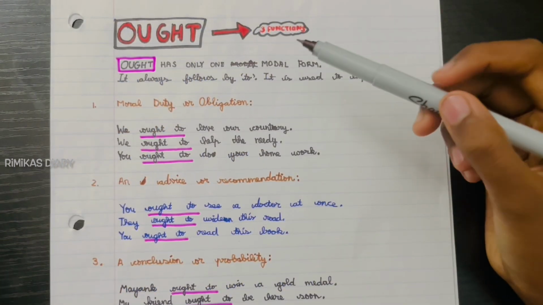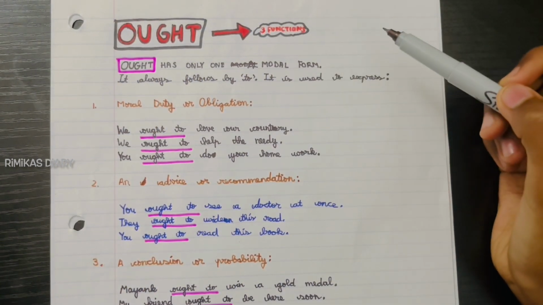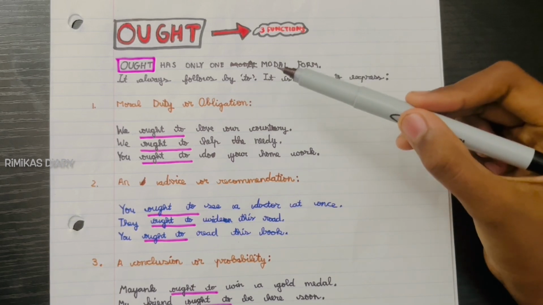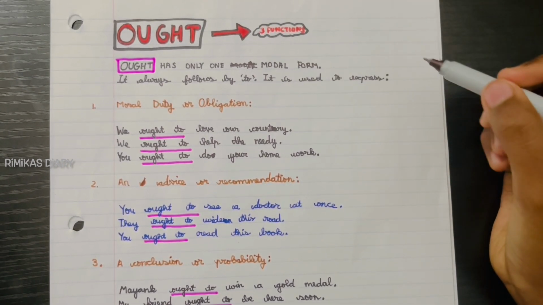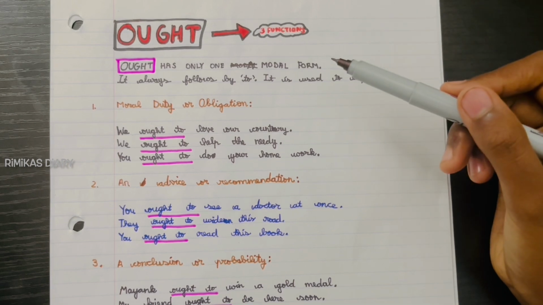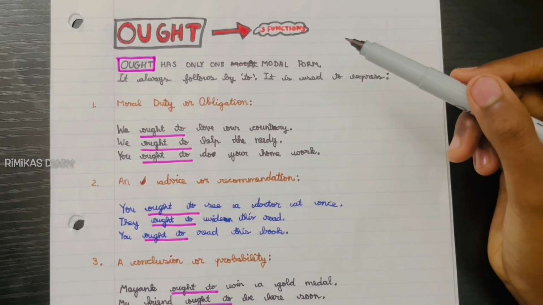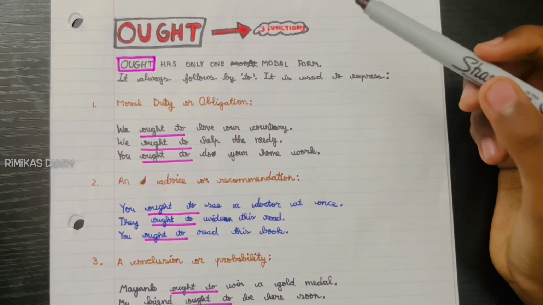So next, ought. Ought has 3 functions. Ought has only one modal form. It is always followed by to. It is used to express... Ought only has one modal form and it always is followed by to.